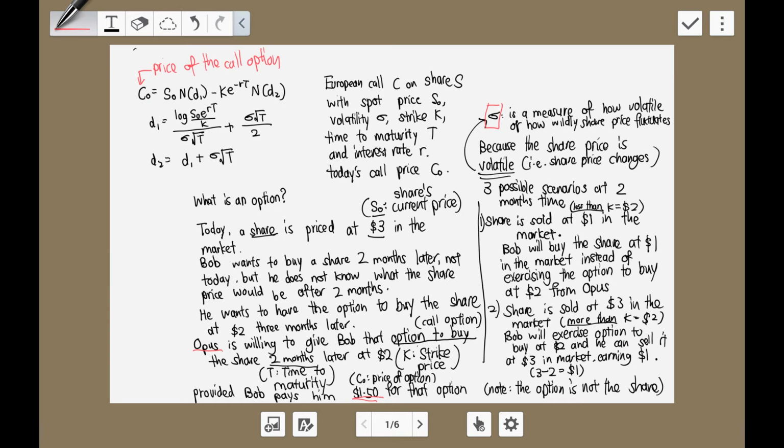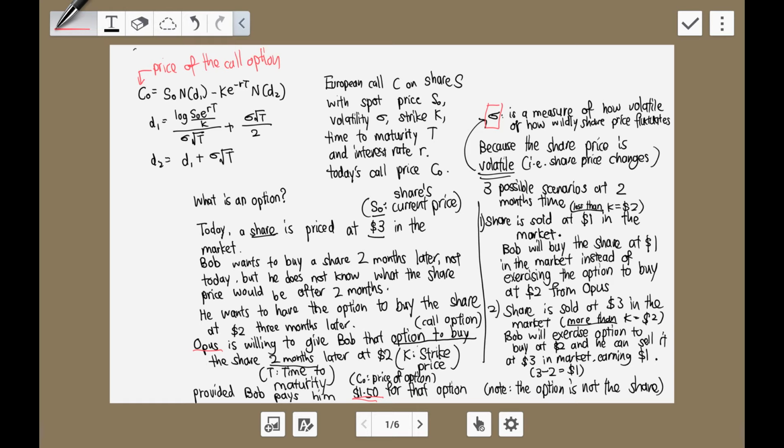All right, in order to break even, that means to make the price of the option worth it, the share price at 2 months time should be at least $3.50. If it's $3.50 and he is able to buy using the option at $2, then he gained $1.50, which is just enough to pay back the price of the option.